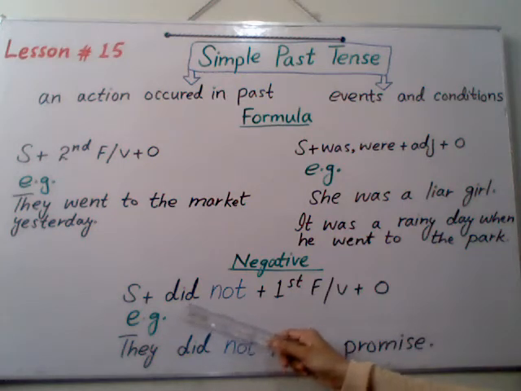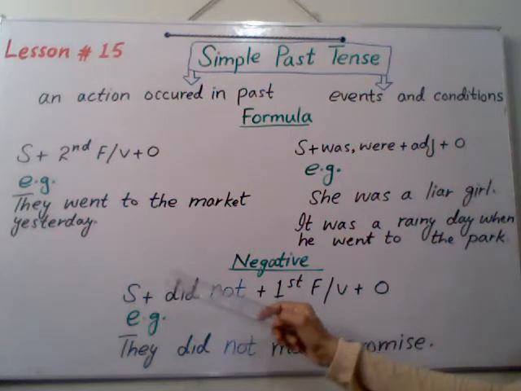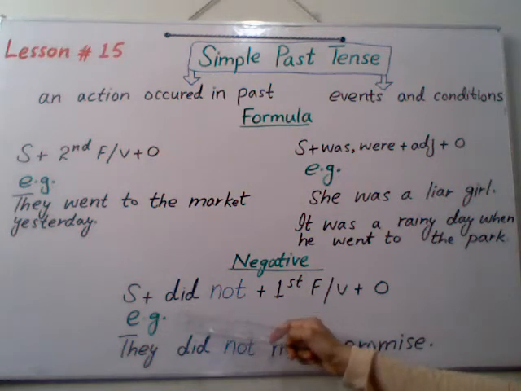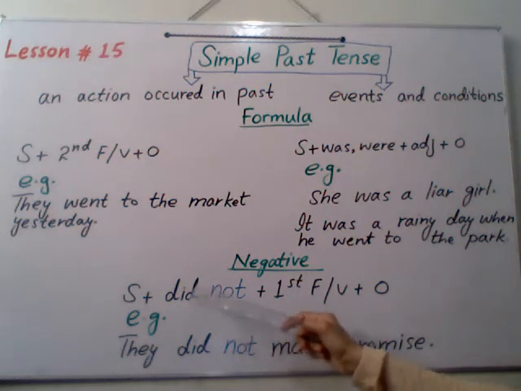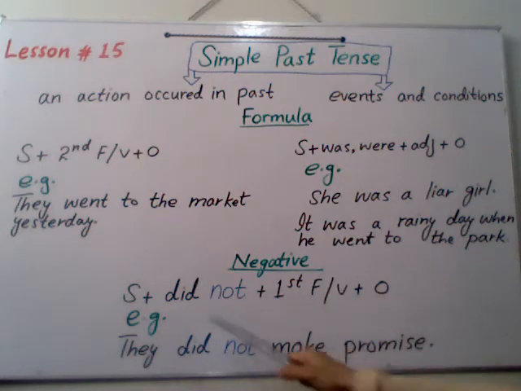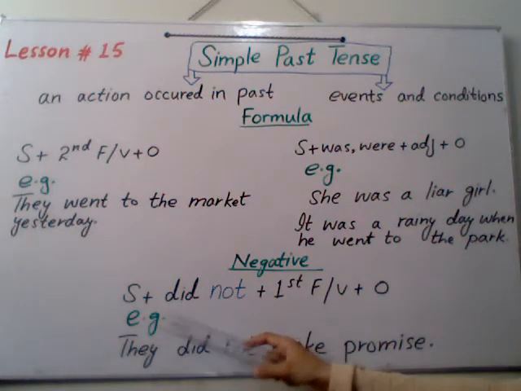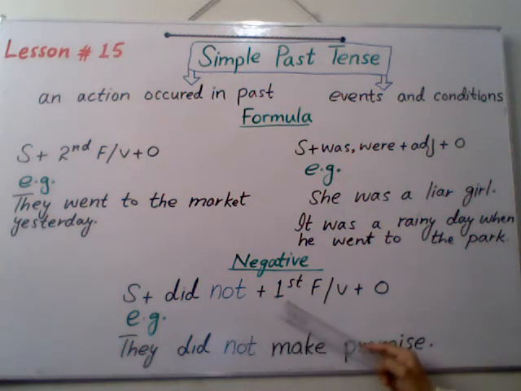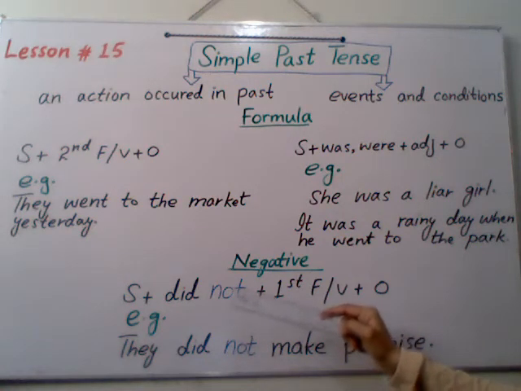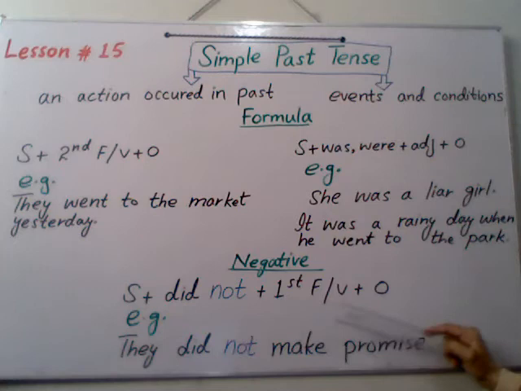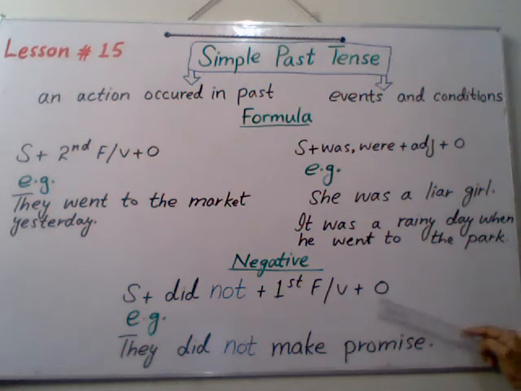Okay, and this did we always use with every subject. Even when we are using he, she, it, I, you, they, we use did. Okay, and we put not because we are going to talk about negative. First subject, did not, then first form verb, always we use first form verb whenever we make a negative sentence, and then we put object.